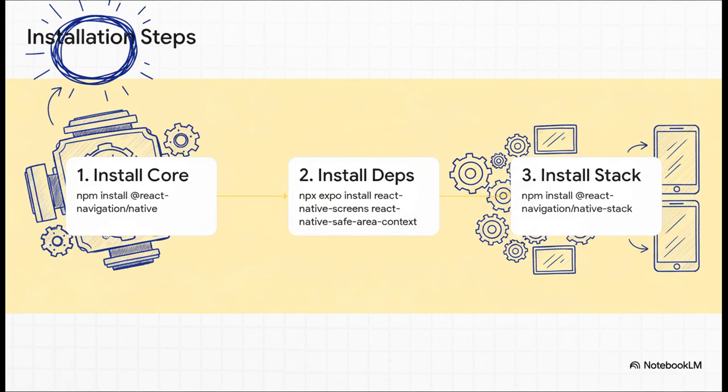First, you install a core library, @reactnavigation/native. Simple enough. Second, you install its dependencies. Now, pro tip, always use npx expo install for this, because it's smart and it grabs the right versions for your project. And finally, you install the native stack navigator itself. That's it, 3 commands, and you're good to go.